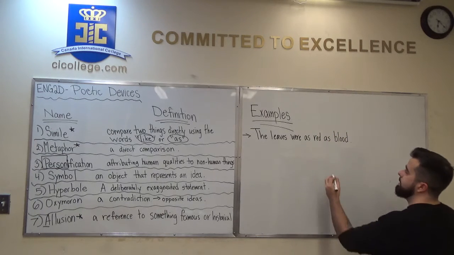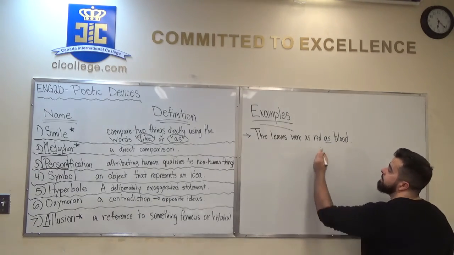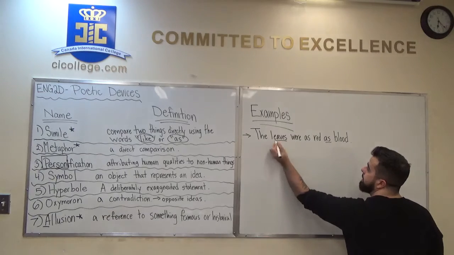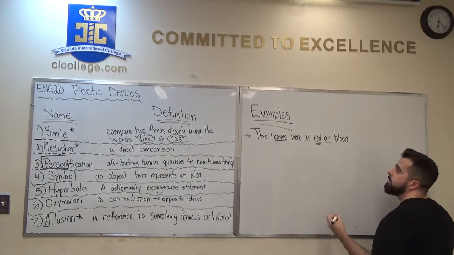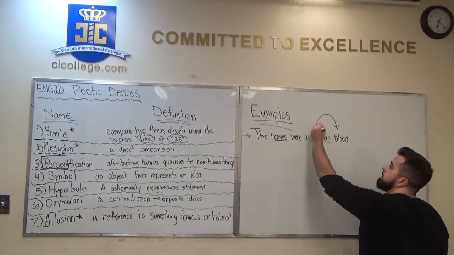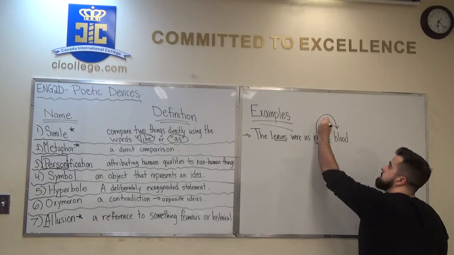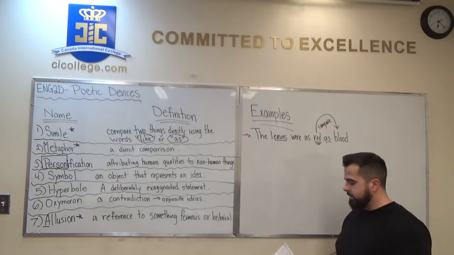So we're making a comparison using the word as. And what are we comparing? We're comparing the leaves' color. The leaves are very red, but to make our writing more interesting, we compare it to something else we know is red. Blood. And this makes your writing more interesting.